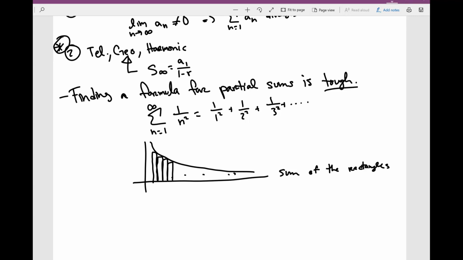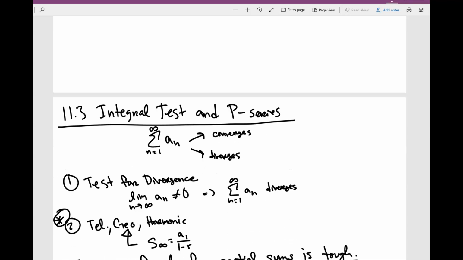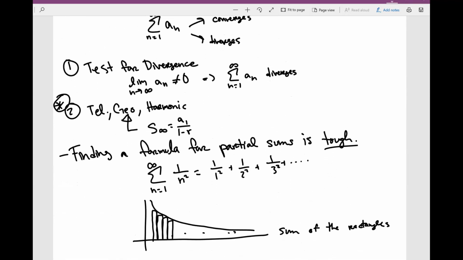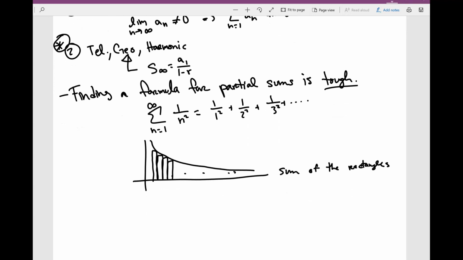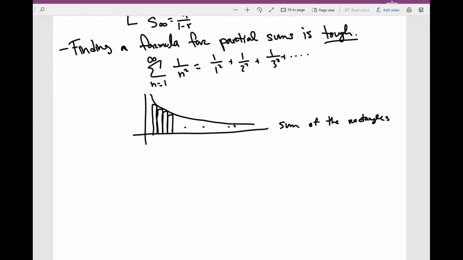So we have a third thing. The first one was the test for divergence. The second one was whether a series was telescoping, geometric, or harmonic. This third one is what we're going to call the integral test. This is the next test in our arsenal. So, the integral test.